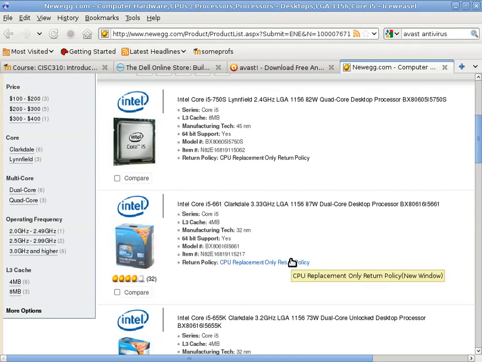What other things should I be looking at when I compare processors? Both of these are Core i's. Okay, this is Core i5, Core i5. This one has got 8 megabytes of cache. This one has got 4 megabytes of cache. So which one is better? The 8. The 8 is better. Okay, very good.